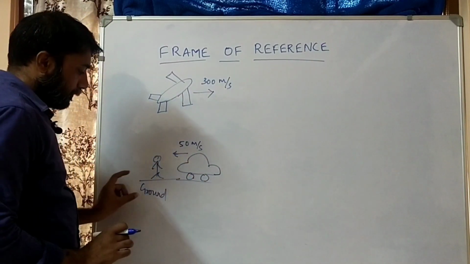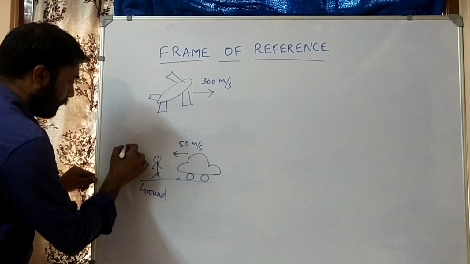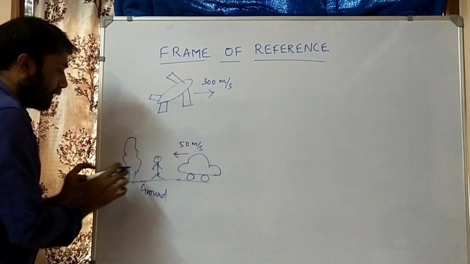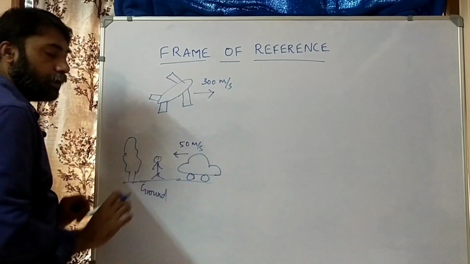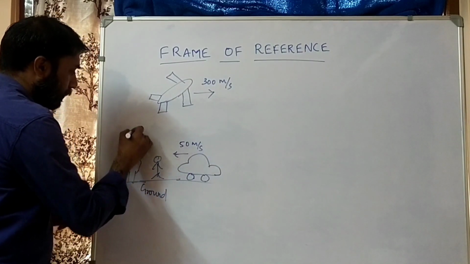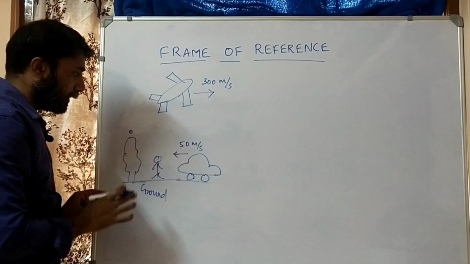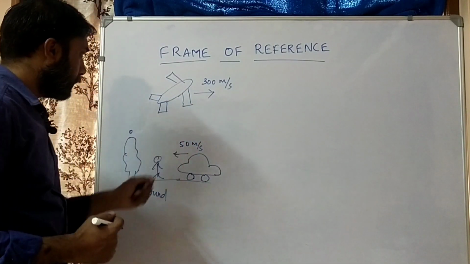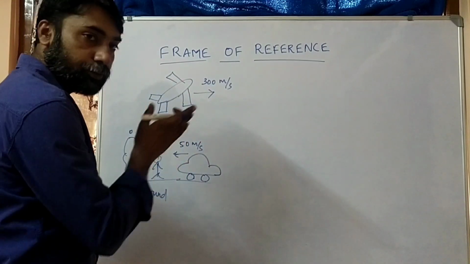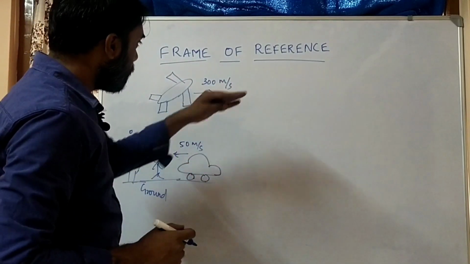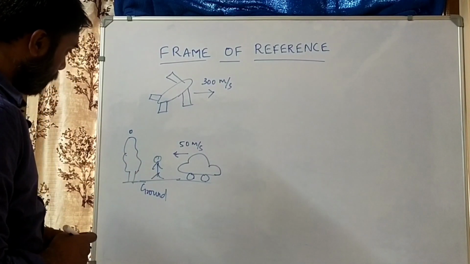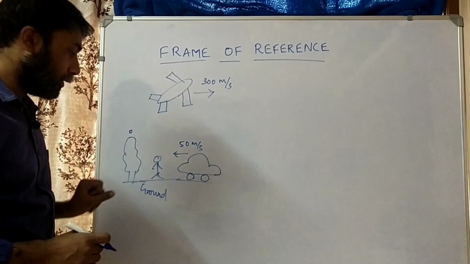From this reference, from your ground. If you take an example of trees there, and you are seeing the tree, it will be at 0. If you're standing on the ground and watching all things, the car will move at 50 meter per second. Yes, it is moving at 50 meter per second. If you're seeing the aircraft, it is moving 300 meter per second towards right. Yes, it is also right. And seeing your tree, it is at rest, always in the same position, it does not move.